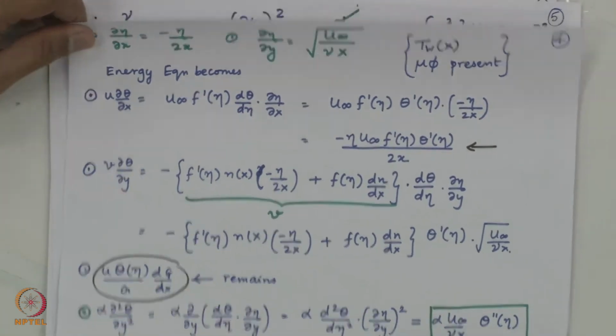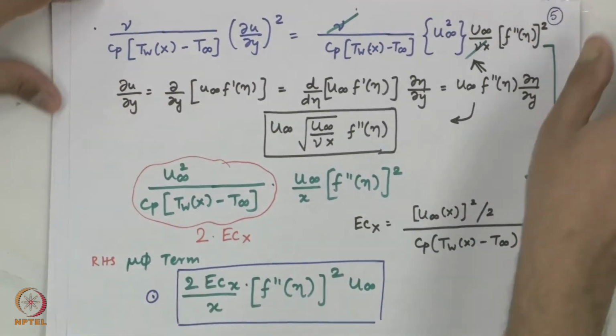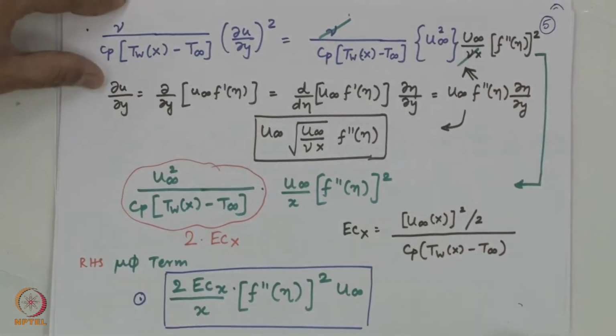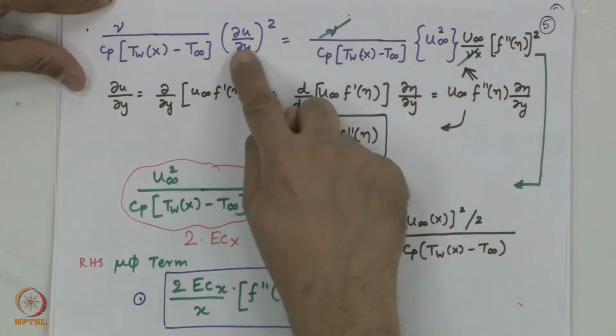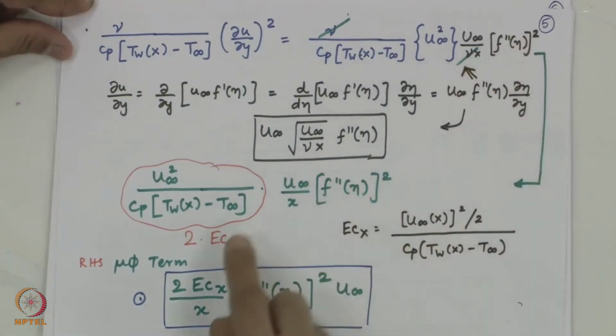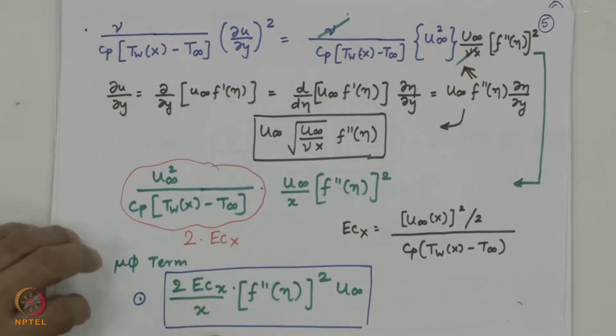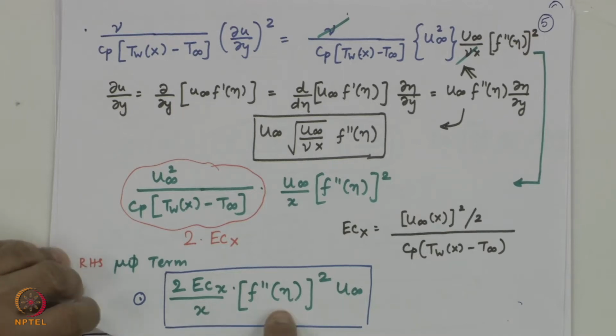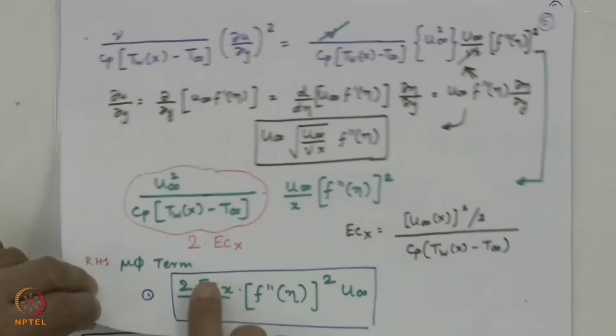The right hand side was this, and then we manipulated the viscous dissipation terms by substituting for u as u infinity f prime, and then doing the maths, we got this as 2 into local Eckert number by x, f double prime squared, times u infinity.